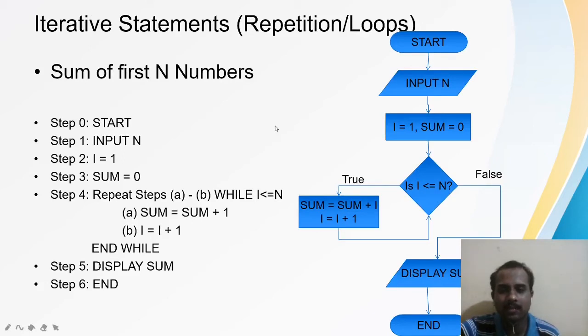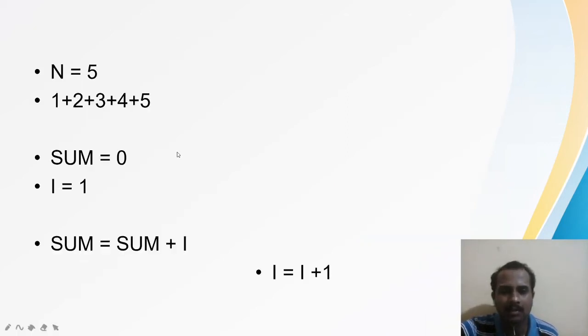So the iterative statement is used when I have a case where I want to repeat a set of codes again and again. For example, let us consider I want to calculate the sum of the first n numbers. Let us take the example of 5 numbers. What is the meaning of that? I have to calculate the total of the first 5 numbers, that is 1 plus 2 plus 3 plus 4 plus 5.